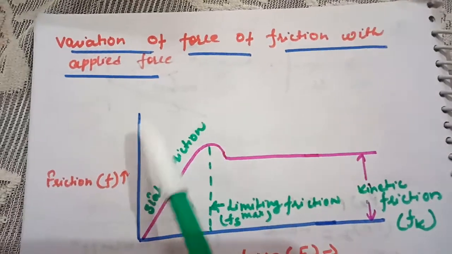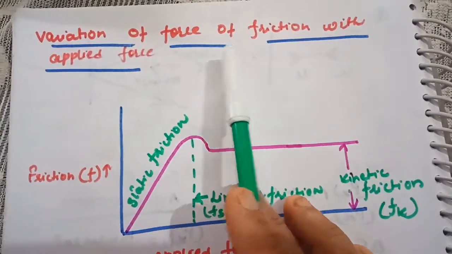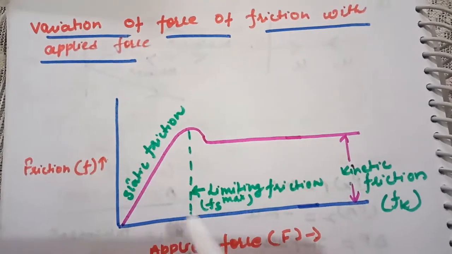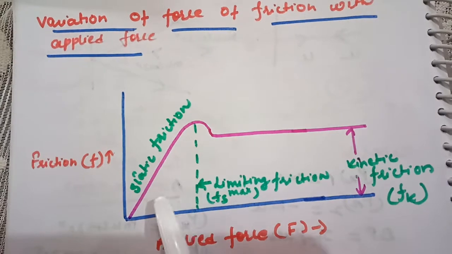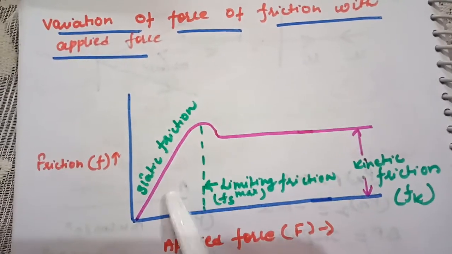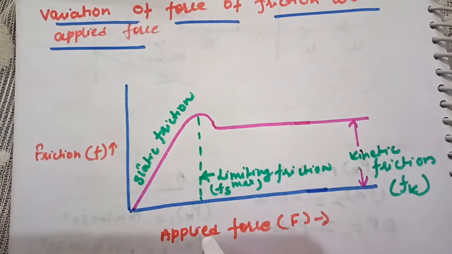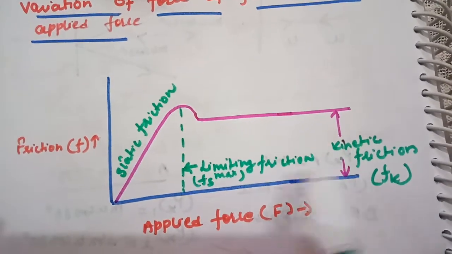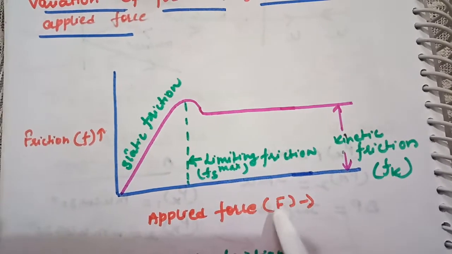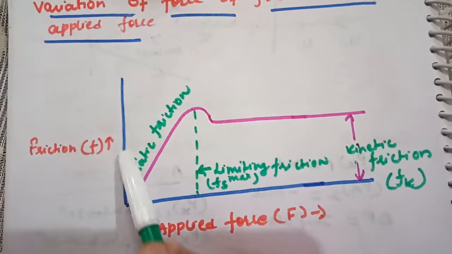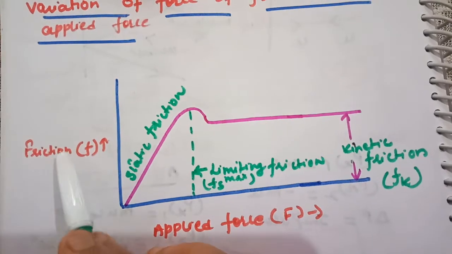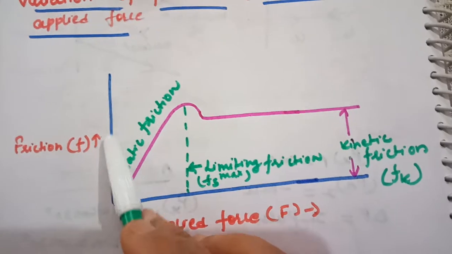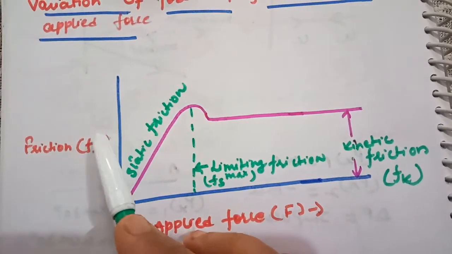Now children, this is the explanation of the variation of force of friction with applied force. Here you will see the graphical representation of the applied force and the value of force of friction. On the x-axis I have taken the applied force, denoted by capital F, and on the y-axis I have taken force of friction, denoted by small f, because when you change the applied force accordingly, you will find the change in the value of the force of friction.